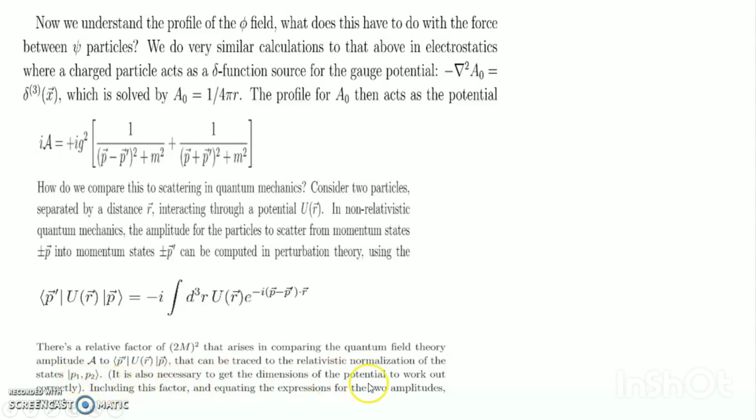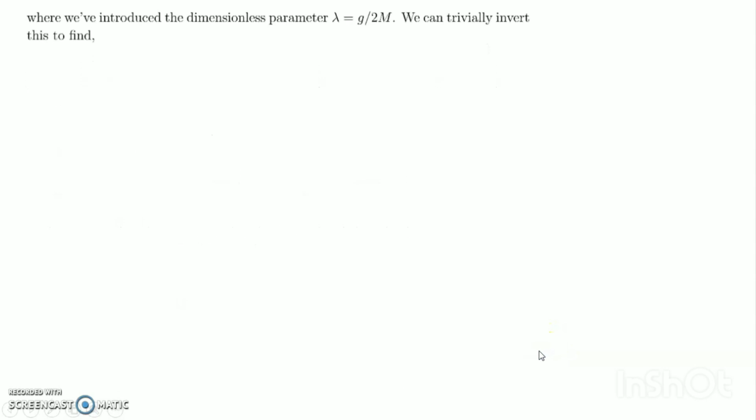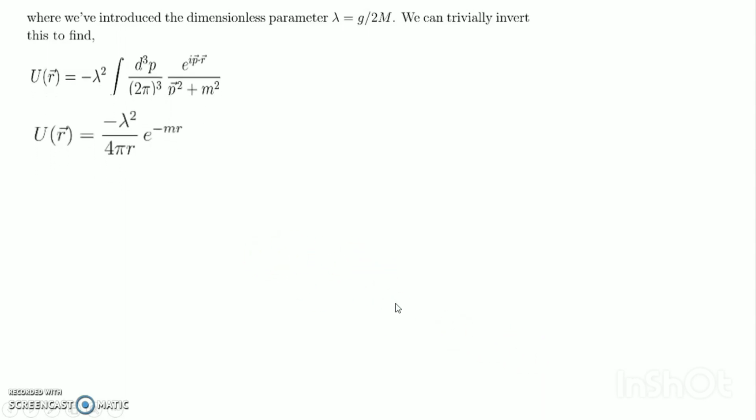Okay, so we get this expectation value, this equation, into these equations. Here we introduce the dimensionless parameter lambda equal to g divided by 2m. We can trivially invert to find this equation, and this equation is exactly the Yukawa potential. Okay, so this is the Yukawa potential. The force has range 1/m, the Compton wavelength of the exchange particle. The minus sign tells us that the potential is attractive.